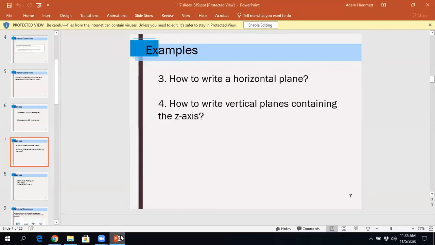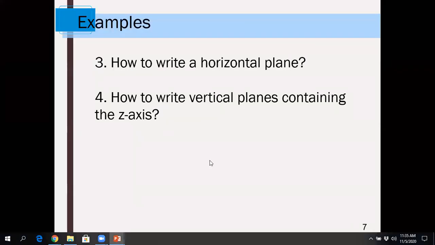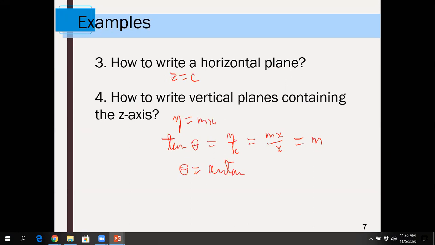back over here. How to write vertical planes containing the z-axis? Well, if y is equal to mx, like we said right up here, z equal to a constant, y equals mx. We know that tangent of theta is equal to y over x, which is equal to mx over x, which is m. So theta is going to be arctangent of m.